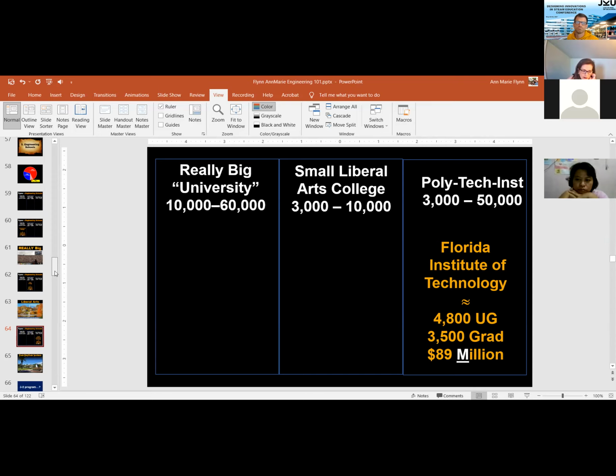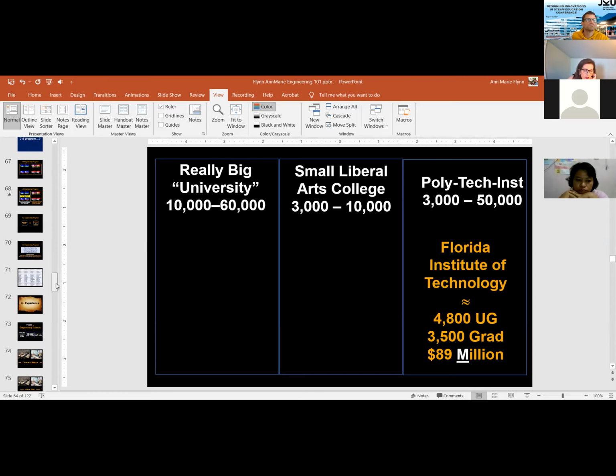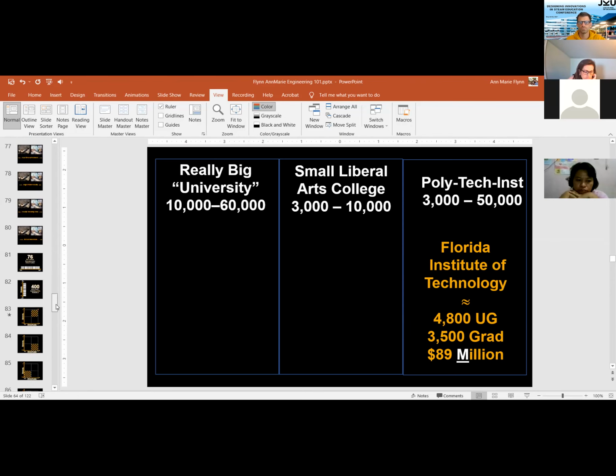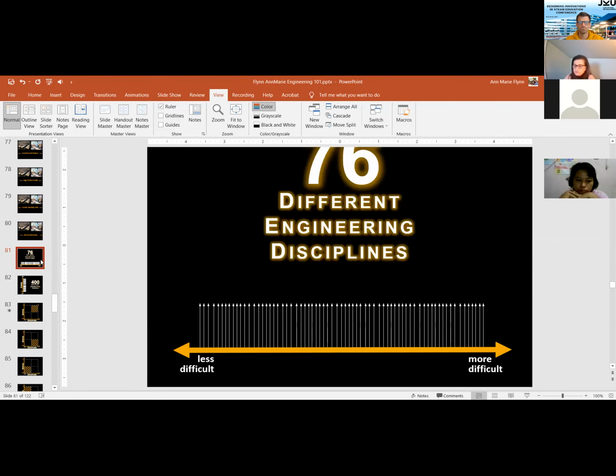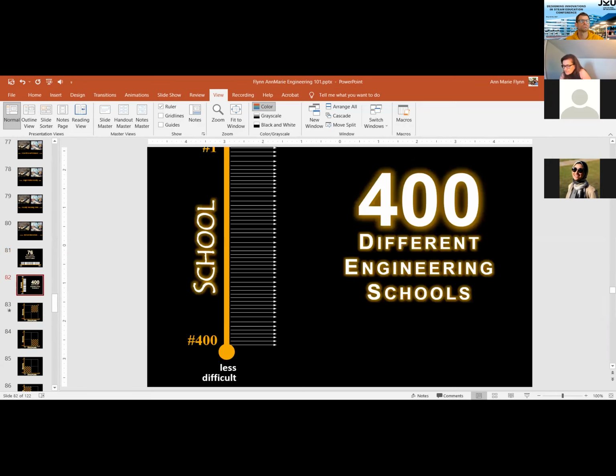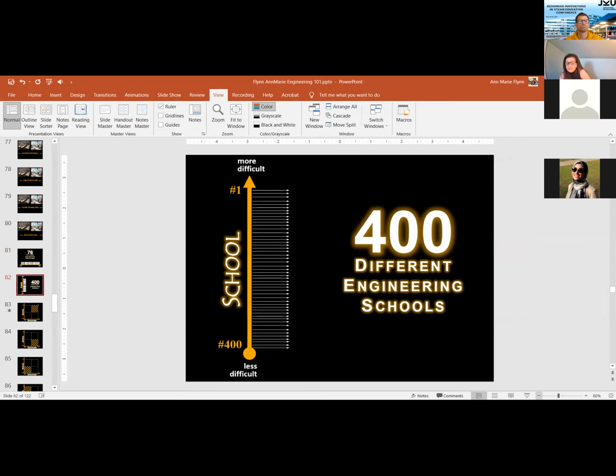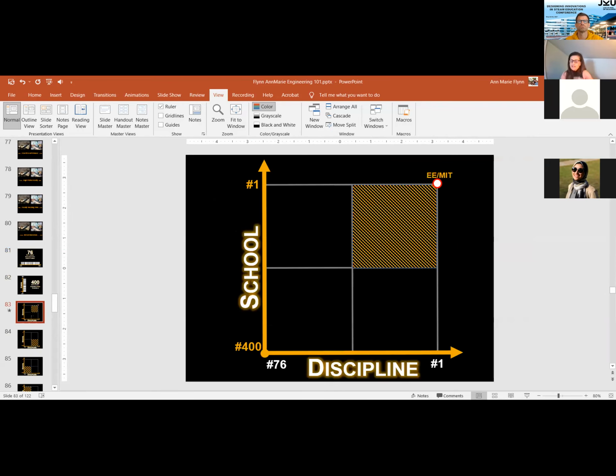So I'm going to cut right down to here. There are 76 different types of engineering disciplines. There are 400 different types of schools. And just from a STEM point of view, you have to imagine everybody. So the disciplines go from easier to harder. The schools go from more challenging to less challenging.